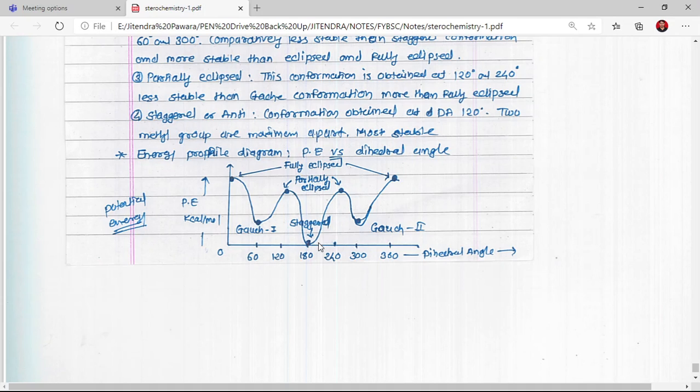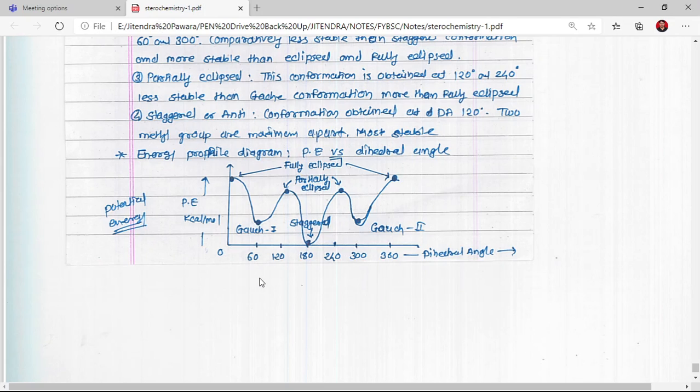So the energy difference between staggered and fully eclipsed, or you can also call it the energy difference between antiperiplanar and synperiplanar, is 4.5 kilocalorie per mole of energy. And the energy difference between gauche and staggered conformation is around 0.5, because this energy difference is very small.